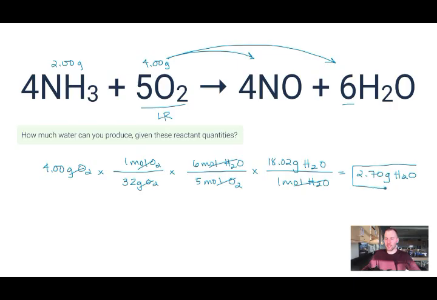What did we just calculate? Well, the question asked us, given these reactant quantities of 2 grams of this, 4 grams of that, how much water can we make? And we chose the limiting reactant to do our stoichiometry calculation with because that's what's going to be completely available. All 2 grams of this is not going to be used up because this 4 grams of O2 will run out. So I want to use the limiting reactant to do this calculation. When I run that through, I get that I can make 2.70 grams of water.